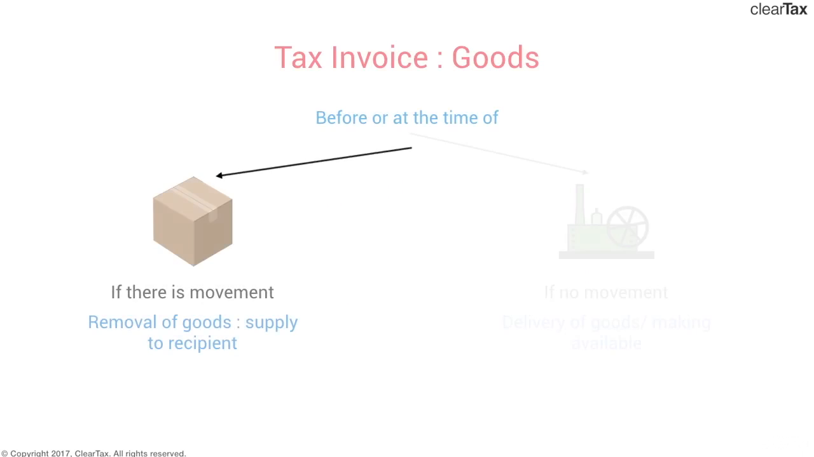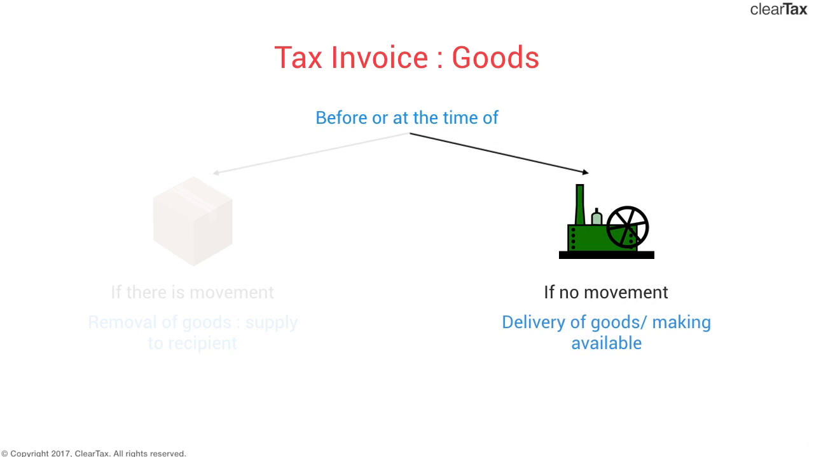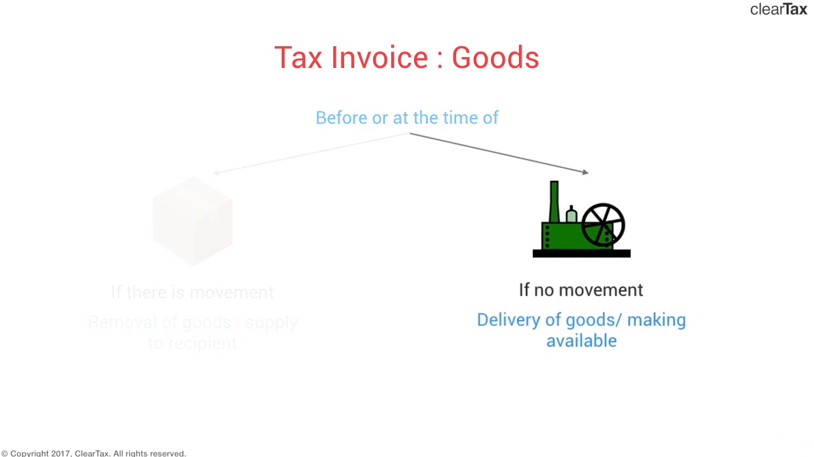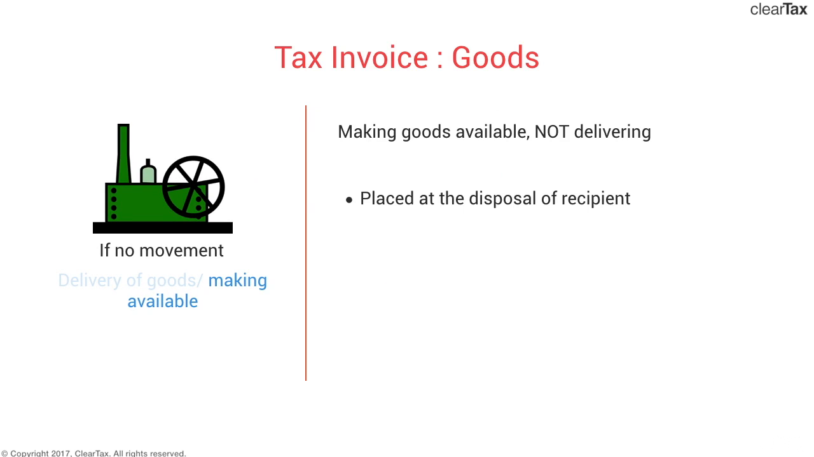Now, the situation where there is no movement: before the delivery of goods or making goods available, the tax invoice has to be issued. So you need to know what making goods available is. Making goods available does not mean delivery. It is a time when the goods are placed at the disposal of the recipient.